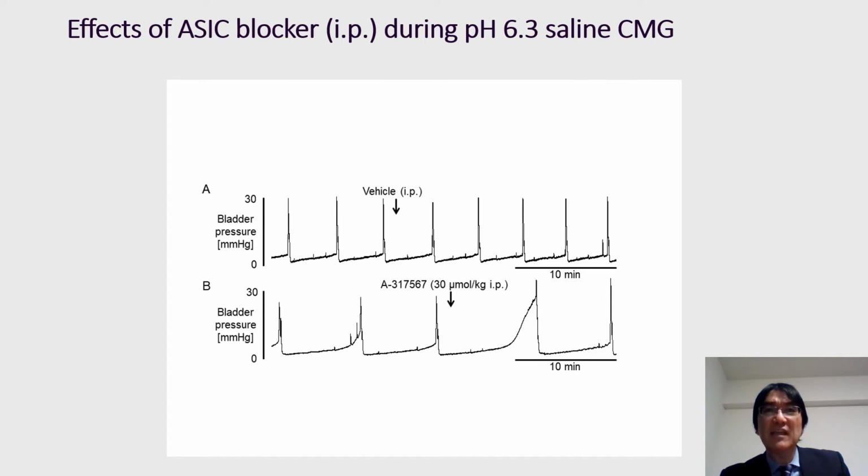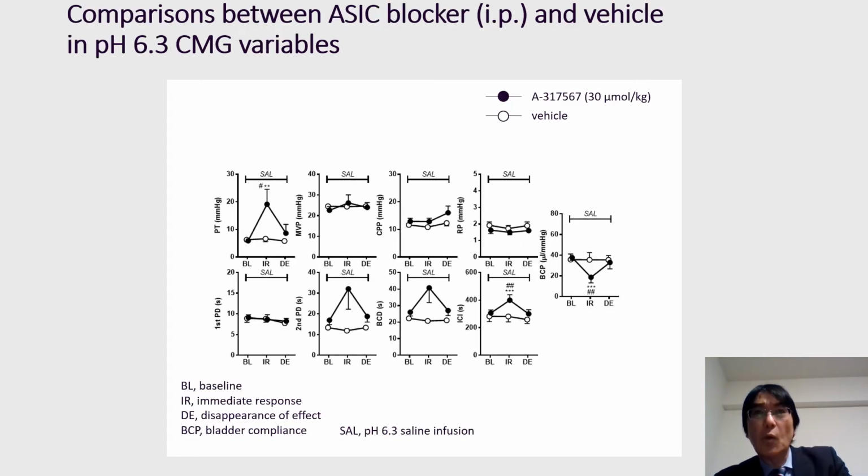However, after the infused volume in the bladder was greater than the volume at baseline, the intravesical pressure increased exponentially. As a result, BCP decreased. Compared with vehicle, the ASIC blocker increased ICI and PT and decreased BCP.